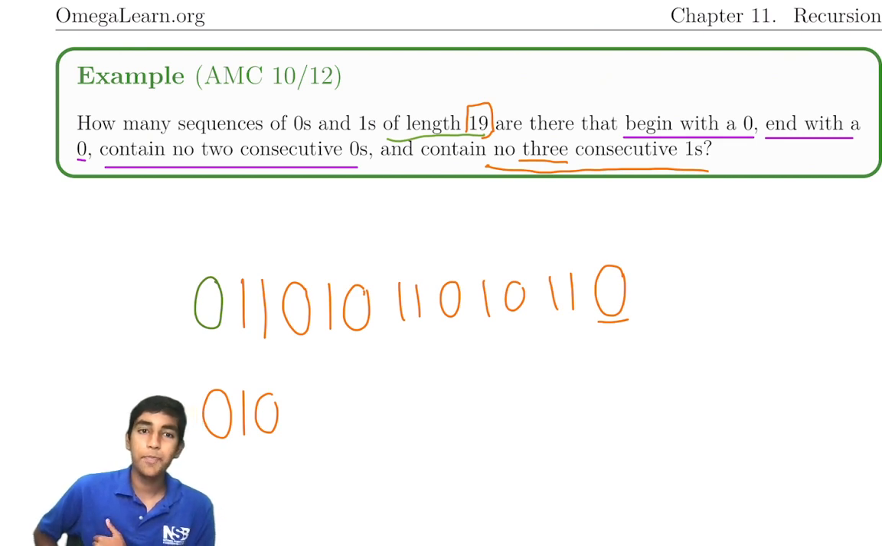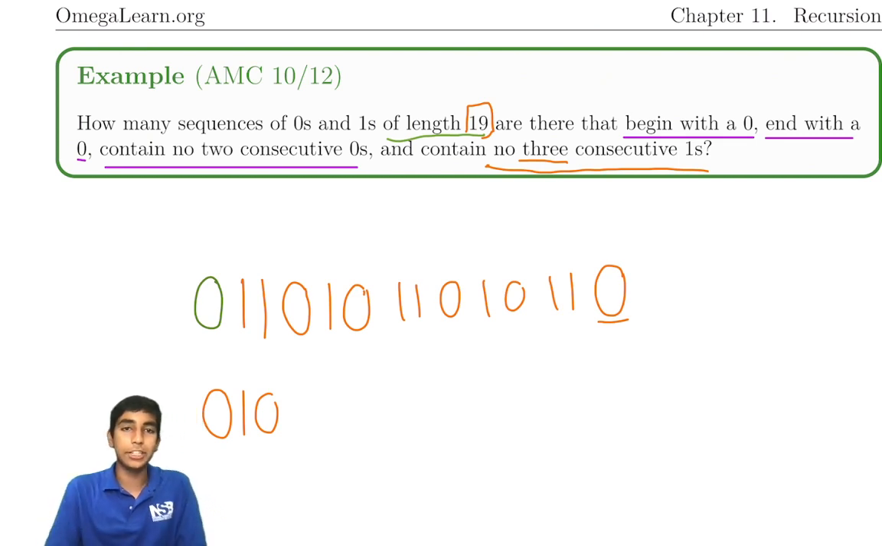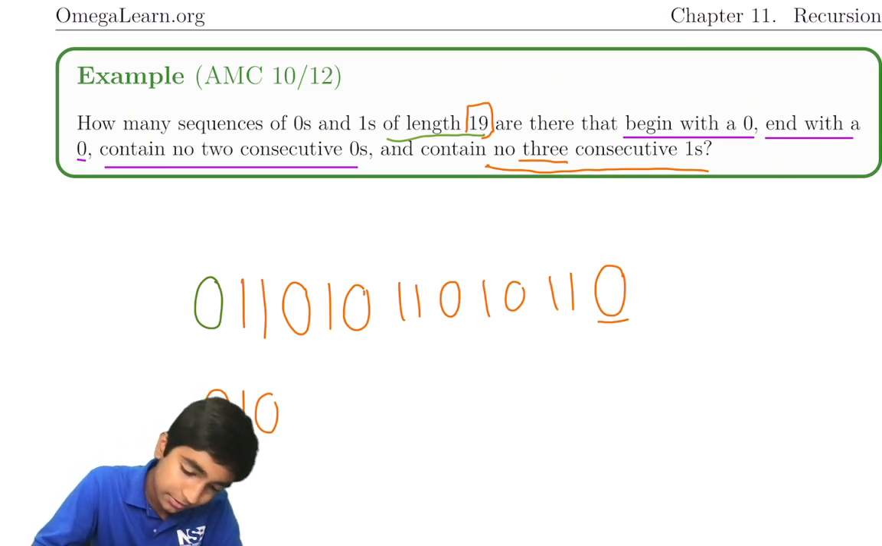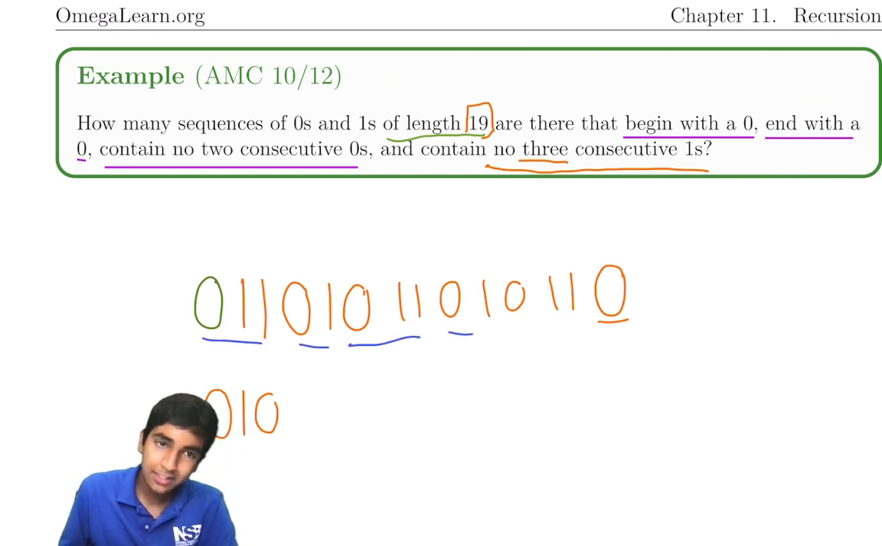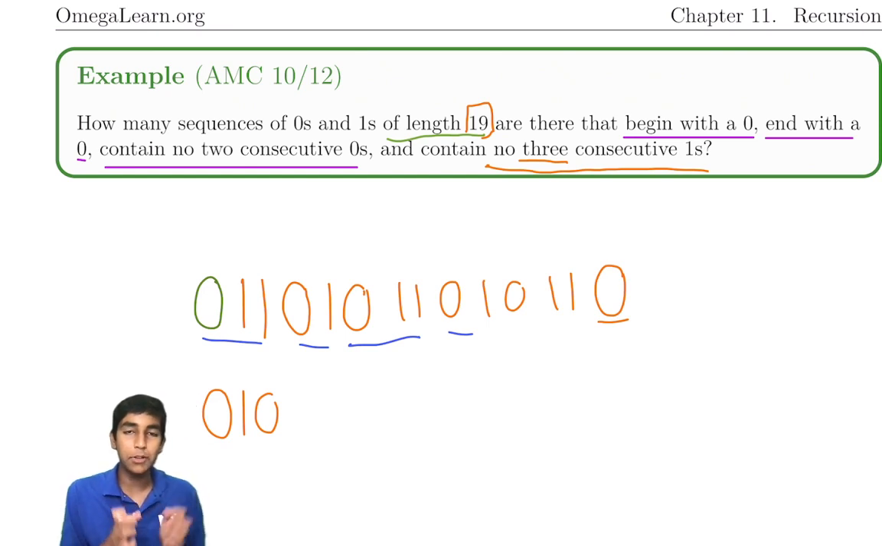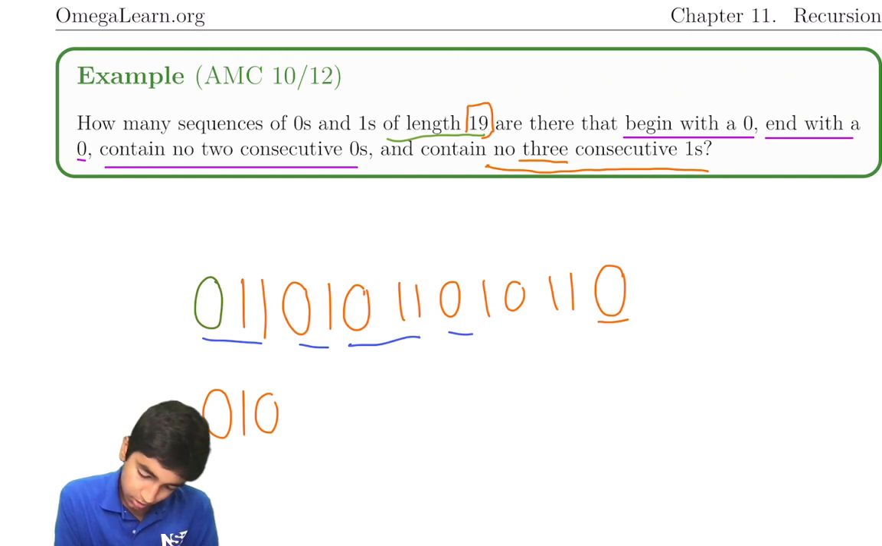Okay, so how do we do this with recursion? Well, 0, 1, 1, 0, 1, 0, 1, 1, 0, 1. It seems like we have these repeating subunits over and over again. And we end at the 0.